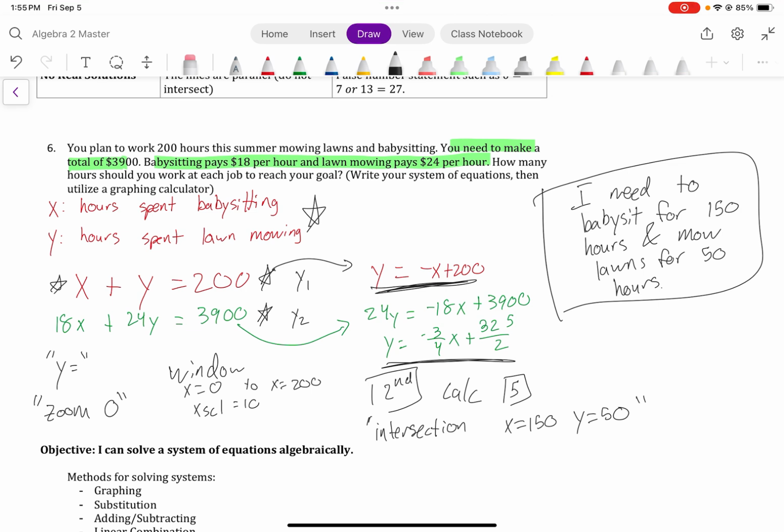If I do 18 parentheses 150 plus 24 parentheses 50 in my calculator and hit enter, it gives me 3,900. That tells me these are the correct numbers for X and Y. I just got to make sure my sentence matches those numbers.